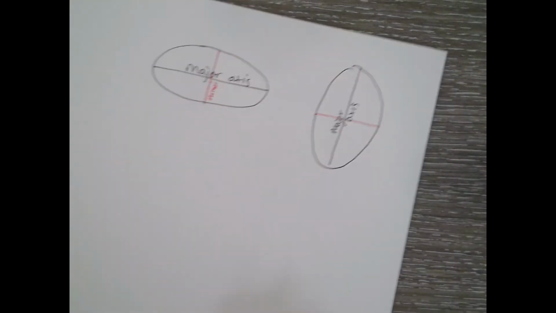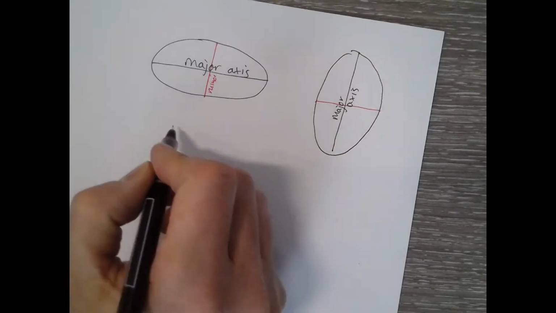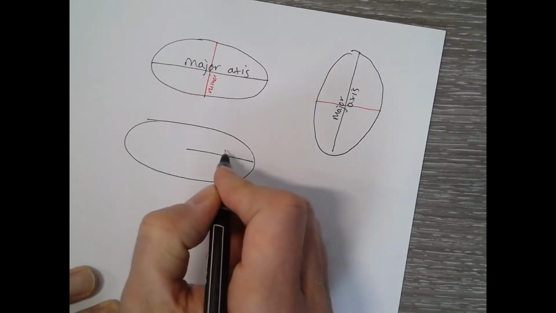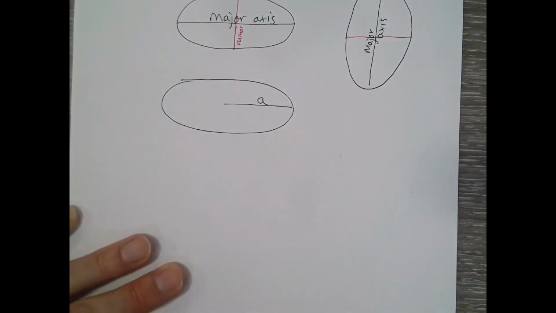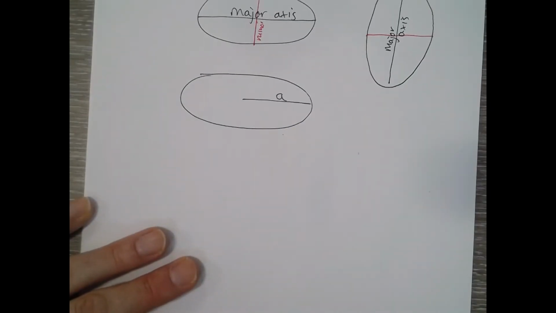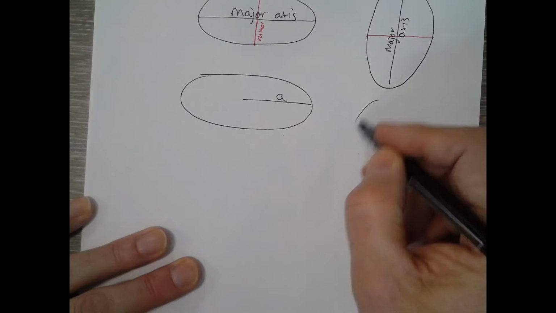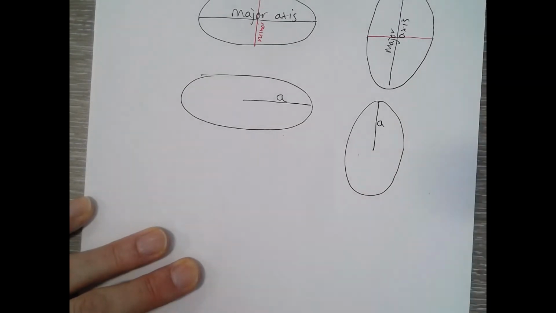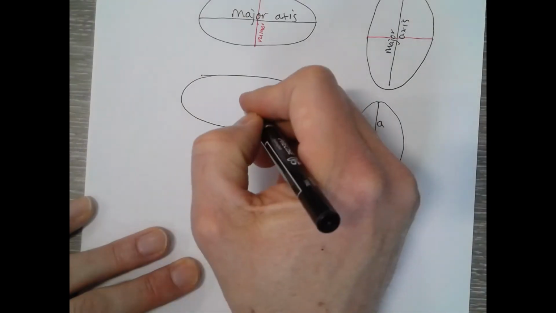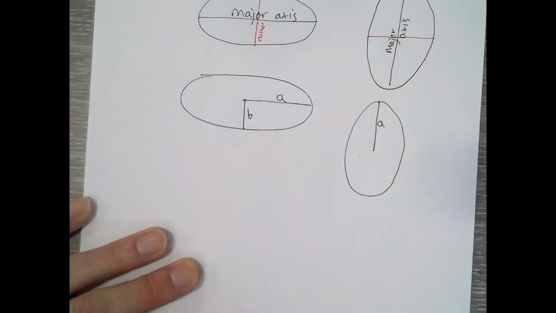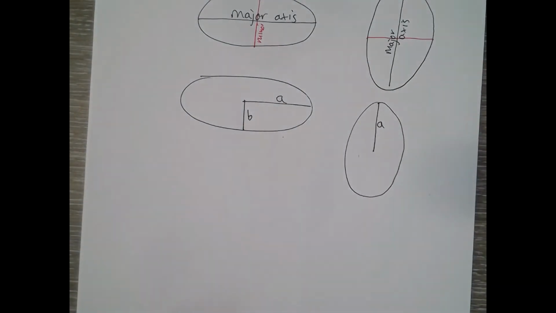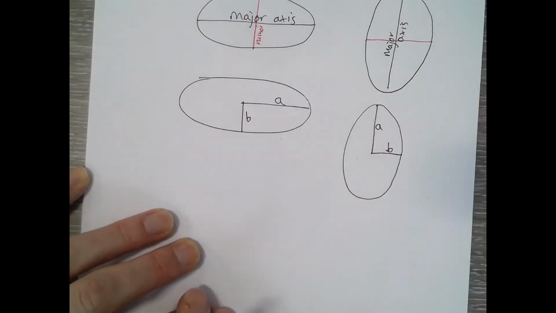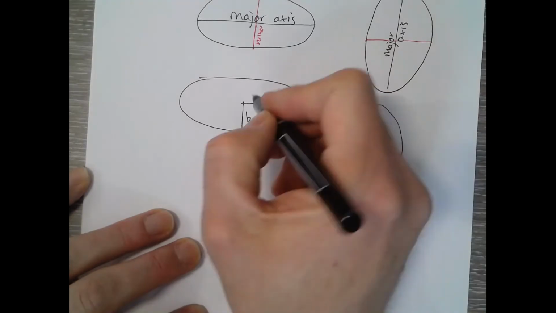All right, so more specific, this distance right here is A. It is half of the major axis. So if it's a vertical major axis, this would be A right here. This is B, which is half of the minor axis. And again, if we have a vertical major axis, B would be right here. This is the center.